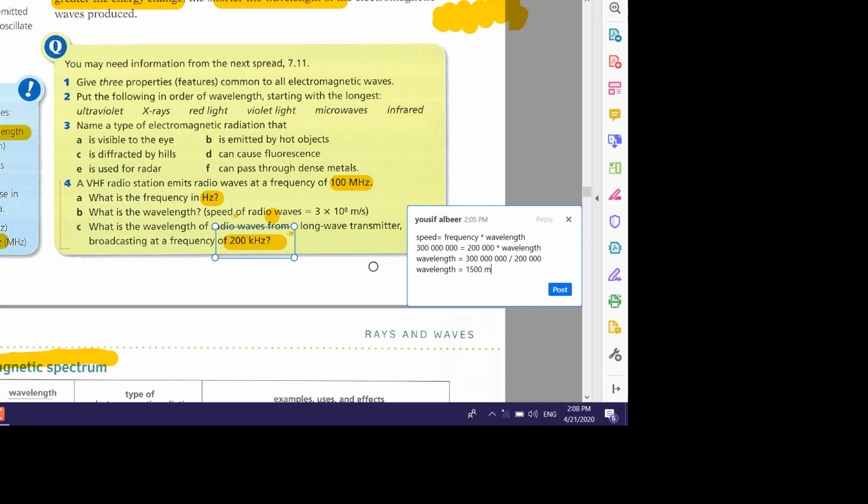Then frequency. The number is given in kilohertz, and as you can see here, frequency should be in hertz. So we will convert the kilohertz into hertz. We convert 200 kilohertz into hertz. Now it's 200,000. Now wavelength equals 300 million over 200,000. The answer is 1,500 meters.